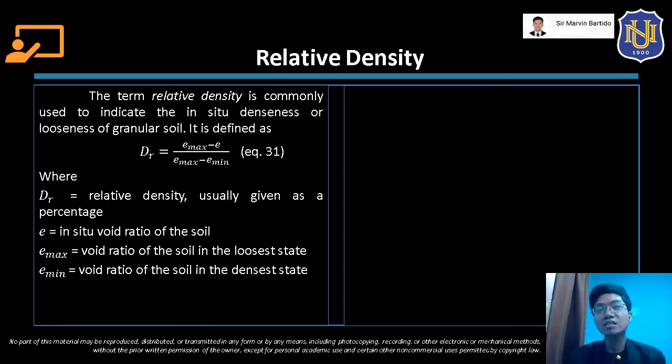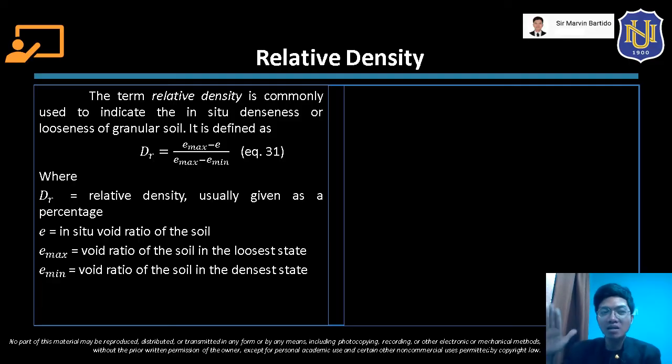So yung importance ng relative density, ma-appreciate natin yan class kapag settlement yung pinag-uusapan. Okay, so class, sa settlement kasi, kapag yung lupa natin is in its, let's say, loosest state, malaki yung void. So class, kapag pinatungan natin yung lupa na yun ng, let's say, structure, merong load na mapapasa dun sa lupa dahil dun sa binuild mo na structure.